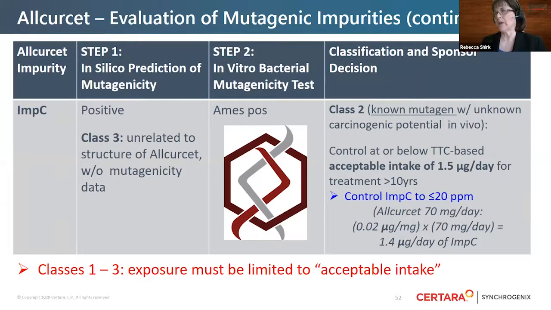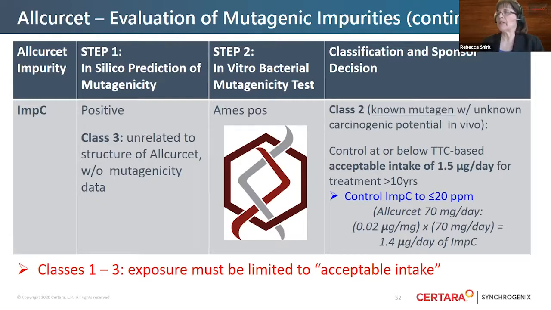Next slide, please. Okay, impurity C. Impurity C also came back with in silico predictions of mutagenic potential. If they had stopped evaluating it at this point, it would have been classified as a class 3, that had mutagenic potential, unrelated to Allcurcet, without any mutagenic data. However, of course, they moved forward doing Ames testing. And in this case, impurity C came back as Ames positive. So this impurity needed to be classified as a class 2 impurity. It's a known mutagen, but without any known carcinogenic potential at this point.